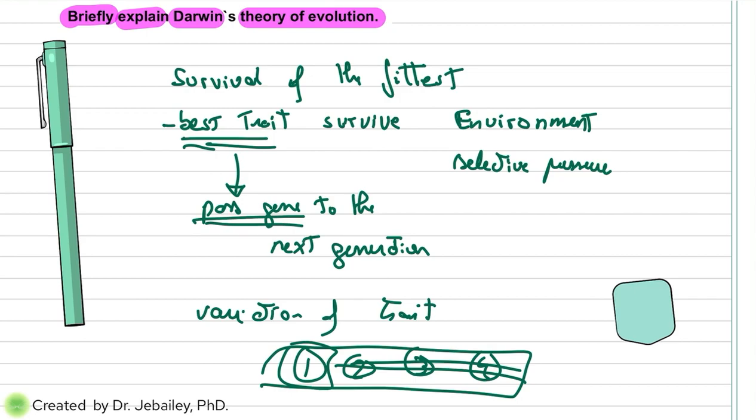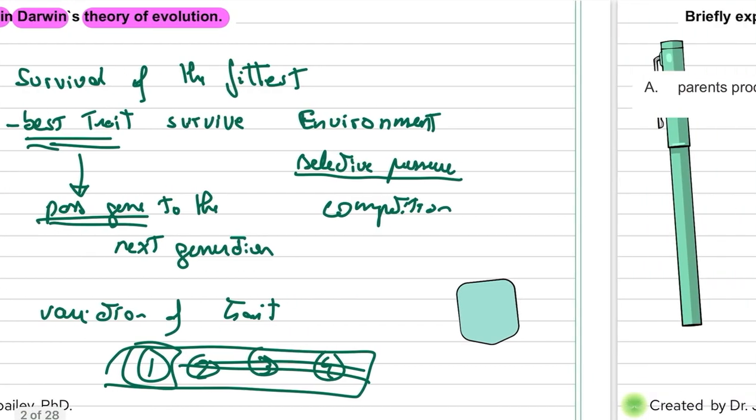And of course, when some selective pressure comes up, there's going to be competition between the individuals, and the one who has the best strength or the best trait will win. So that's the theory of evolution according to Darwin. Now let's look at the mark scheme. What are the things they're asking for?